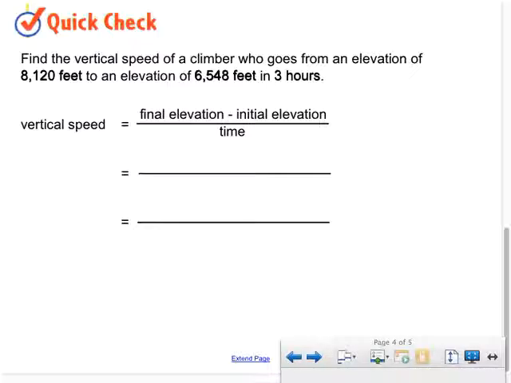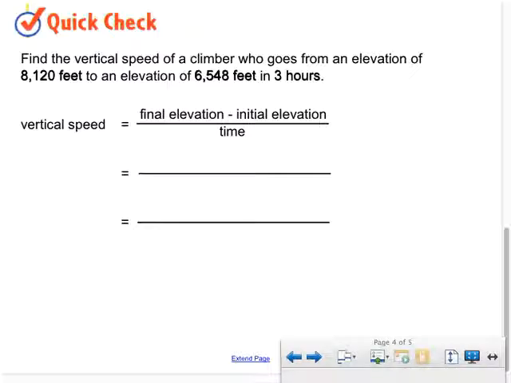Okay, who can walk us through this one? Where are we at? Okay, where are you? Go ahead and walk me through this. What's the final elevation? So can you read the problem really quickly? Find the vertical speed of the climber who goes from an elevation of 8,120 feet to an elevation of 6,548 feet in 3 hours.